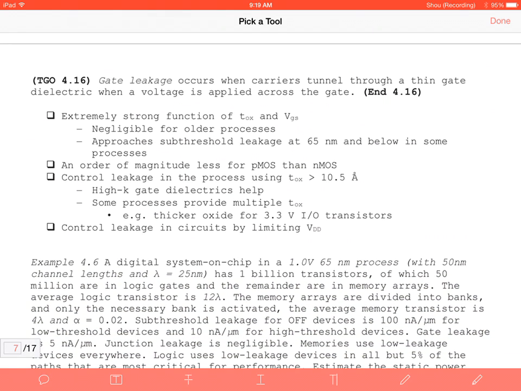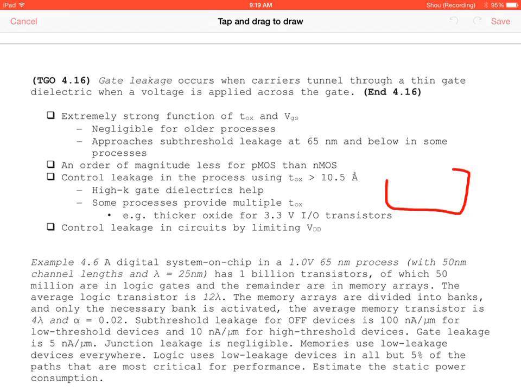So topical guide objective 4.16, we define gate leakage as occurring when carriers tunnel through a thin gate dielectric when a voltage is applied across the gate. So up to this point, we've talked about leakage from source to drain, and we have this dielectric and a gate here. Gate leakage is what happens when we actually have current going through the gate. We shouldn't have that, which is why it's called a gate.